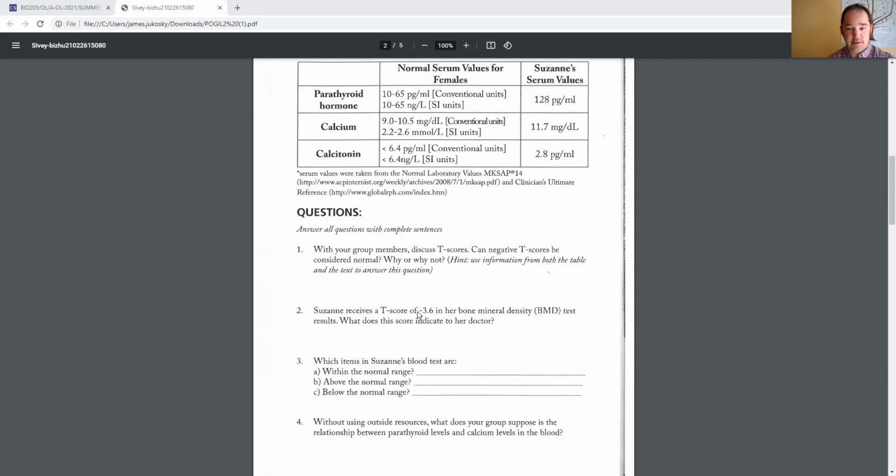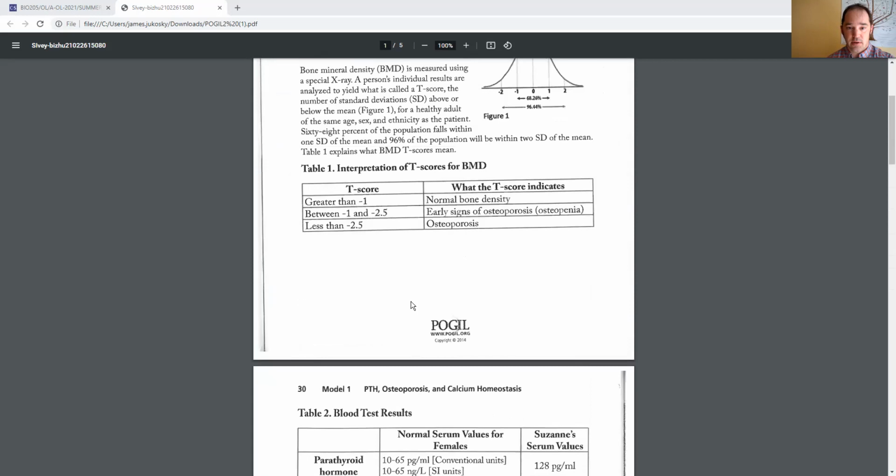Suzanne has a T-score of -3.6 in her bone mineral density test. So that puts her at less than -2.5, which shows she has some pretty significant signs of osteoporosis.